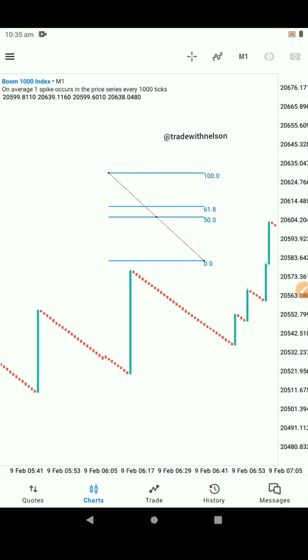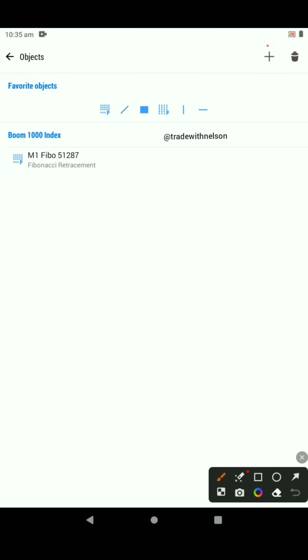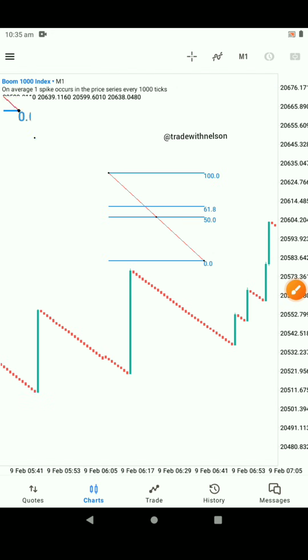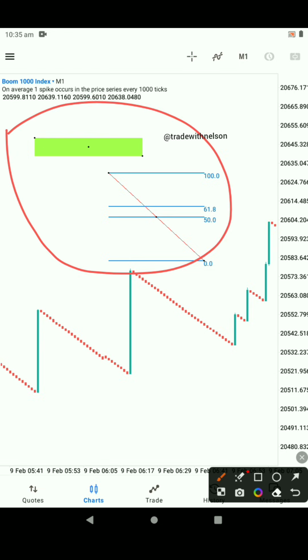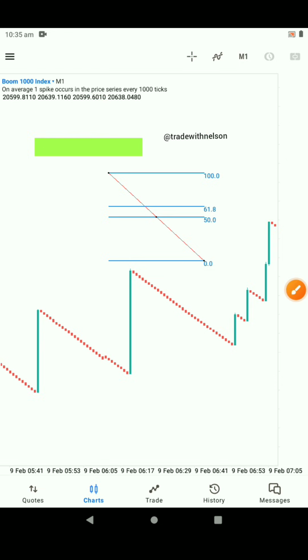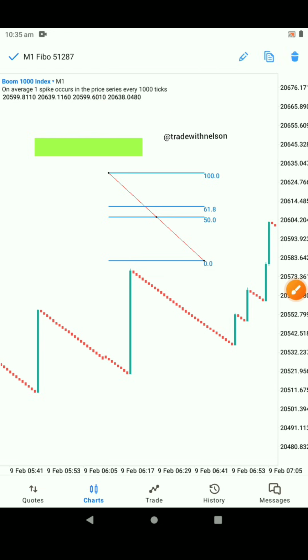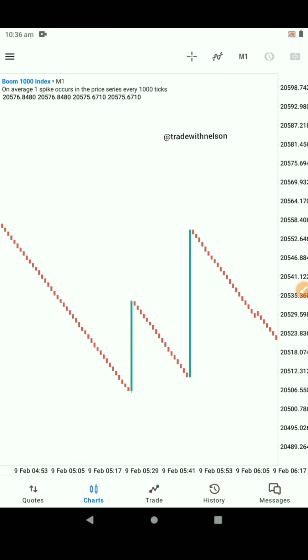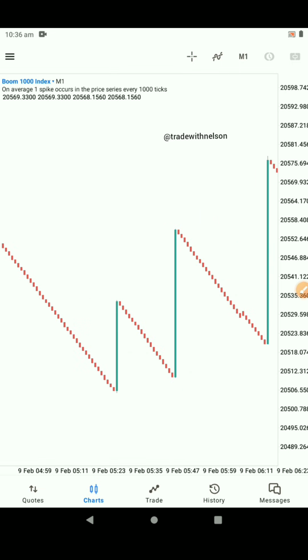The second tool we'll be using is our rectangle tool. To select that, click on this plus also. Scroll down, this is your rectangle tool. Then draw this. So these are the two tools that we'll be using for this strategy. Don't worry, at the end of this video I will show you how you can set up your fib so that it can look exactly like my own, because if you first open it, it will not look like mine.